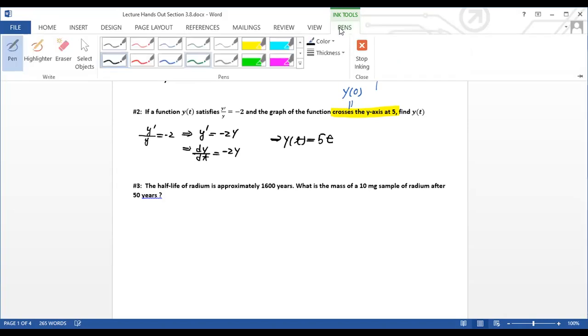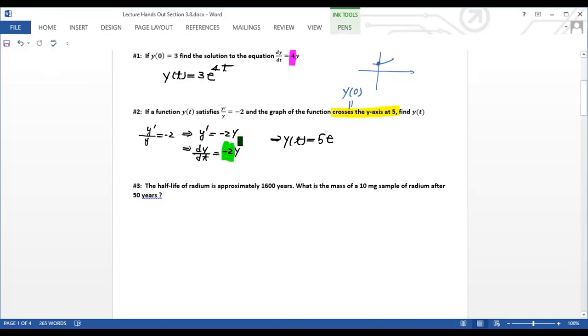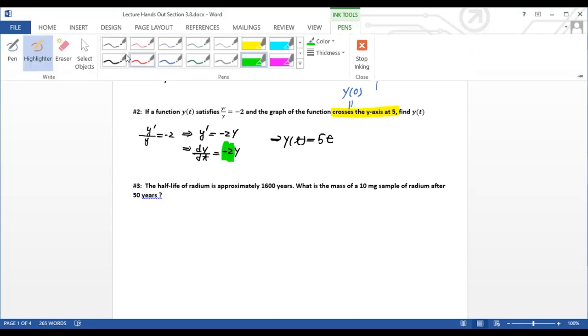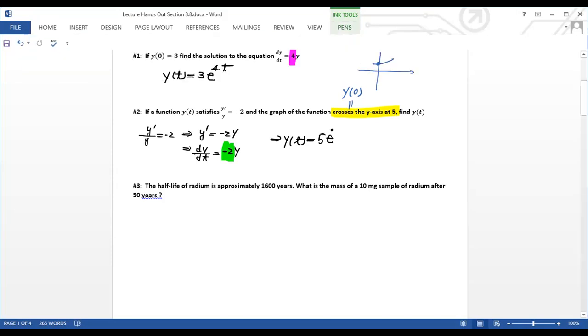e^(kt). And here, where is the k? It's this number, a proportion to its original function. So k is -2, giving e^(-2t). We know the k here is negative. So what type of function do we have? We have a decay function here.